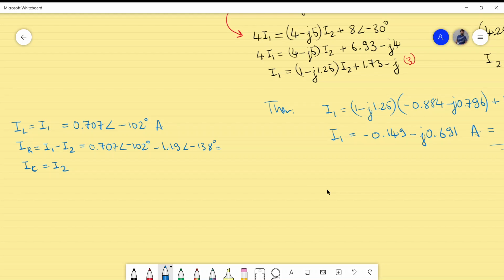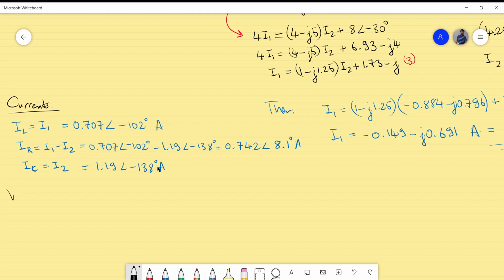Again, if you do the math here to transform polar to rectangular, add the real and imaginary parts, and convert back to the polar representation, you will have for IR 0.742 with a phase of 8.1 degrees. That's for the resistor. And for the capacitor, I2, the value is 1.19 with a phase of minus 138 degrees. And those are the values for the currents.